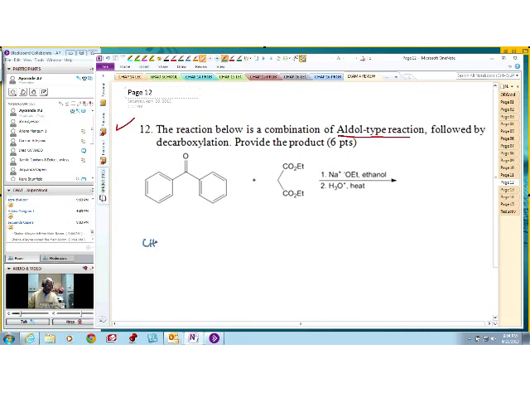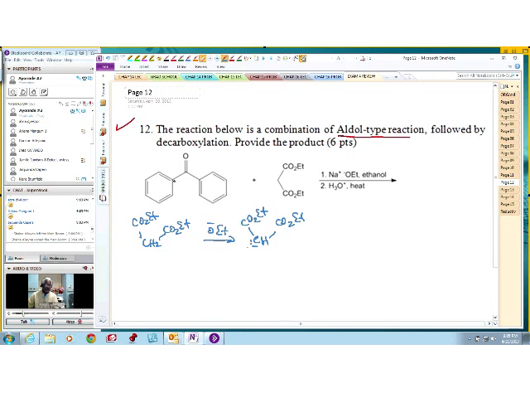What do you think will happen? Of course, the base will pull this hydrogen here to form the enolate. They are not asking for the mechanism, but for you to know this, you will need to know the mechanism for this reaction. Okay, so you form that.